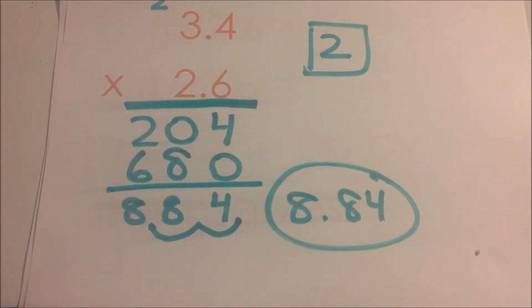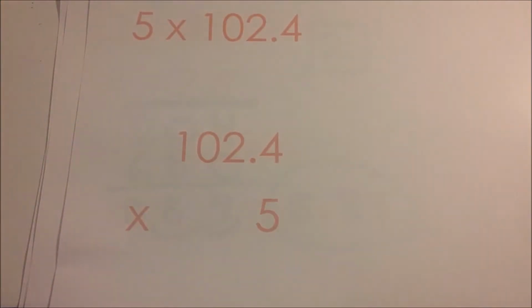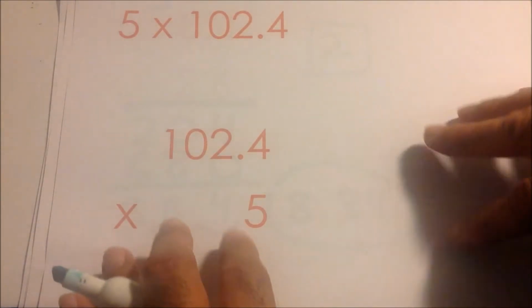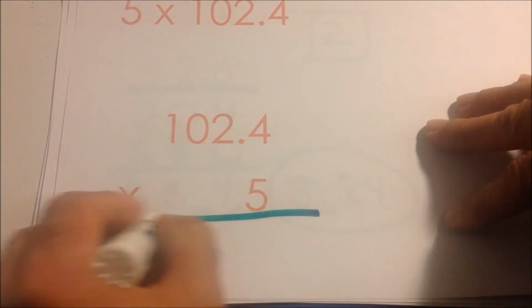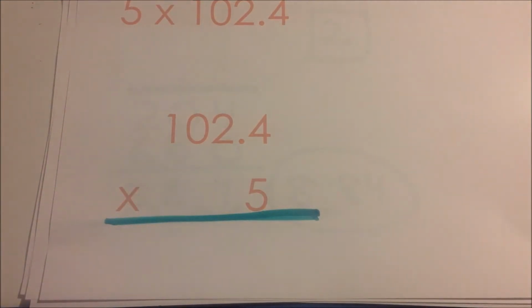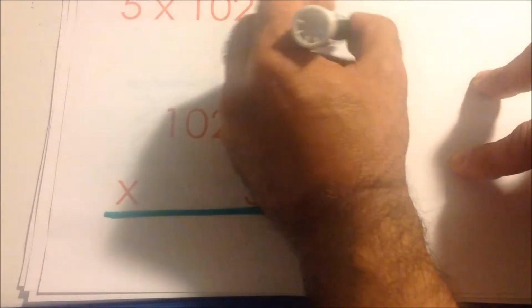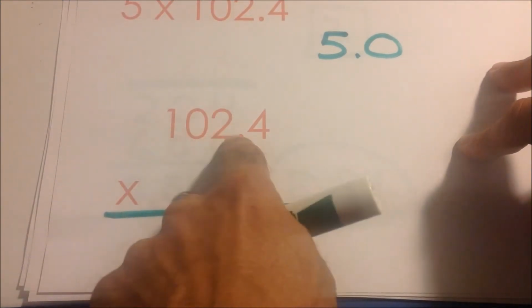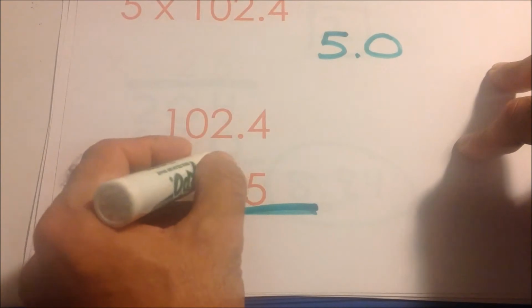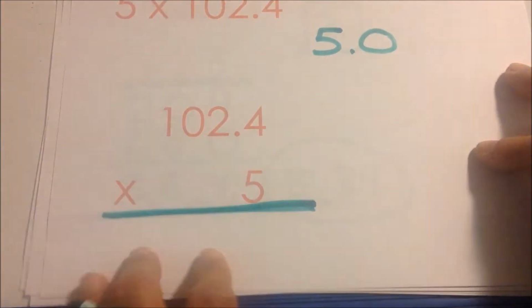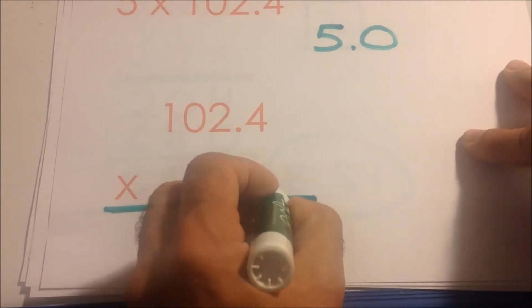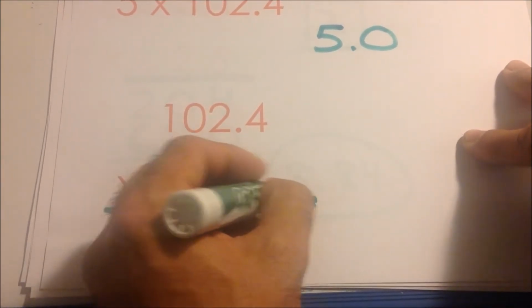Okay, so let's say I have this one now. See if you can do this one. 5 times 102.4. Now you see, I didn't line up the decimals here. You don't line up the decimals in multiplication, only if they just happen to line up. Because you know 5 is 5.0, you don't want to make the mistake of doing 102.4 times 5.0. That's extra work. So remember, there's a point right there, but we don't have to worry about that.